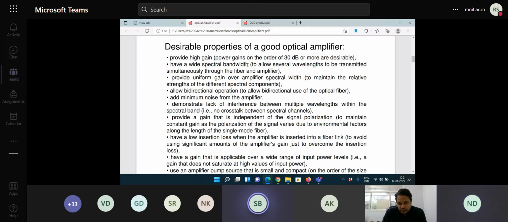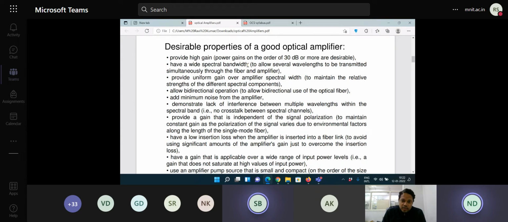So when we are transmitting multiple wavelengths, then whatever spectral width the amplifier has, it will be better if there is no interference between multiple wavelengths, because that can introduce crosstalk between the different wavelengths.